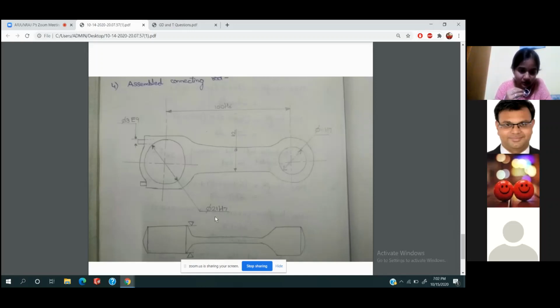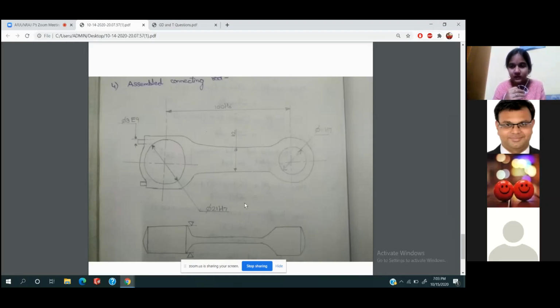What about the flatness? Flatness will also come here, right? Flatness and perpendicularity. Can you explain how it will fit here? Flatness and perpendicularity. Perpendicular to the line. Give me the control, I will.